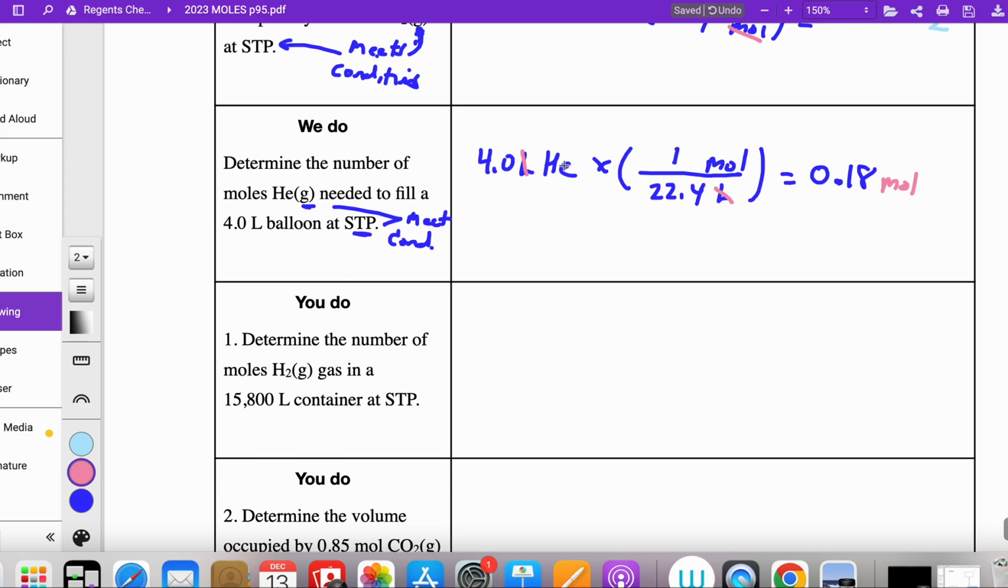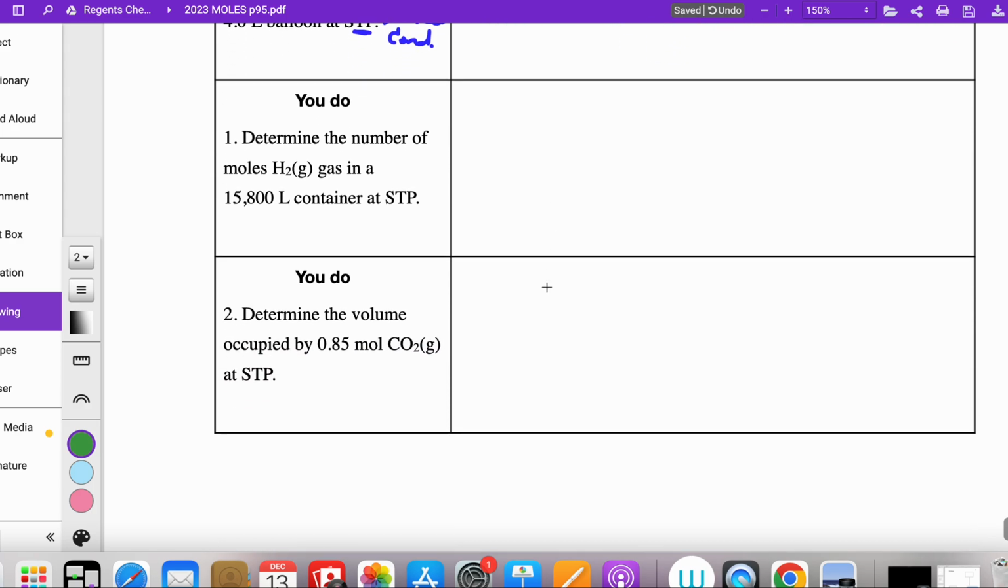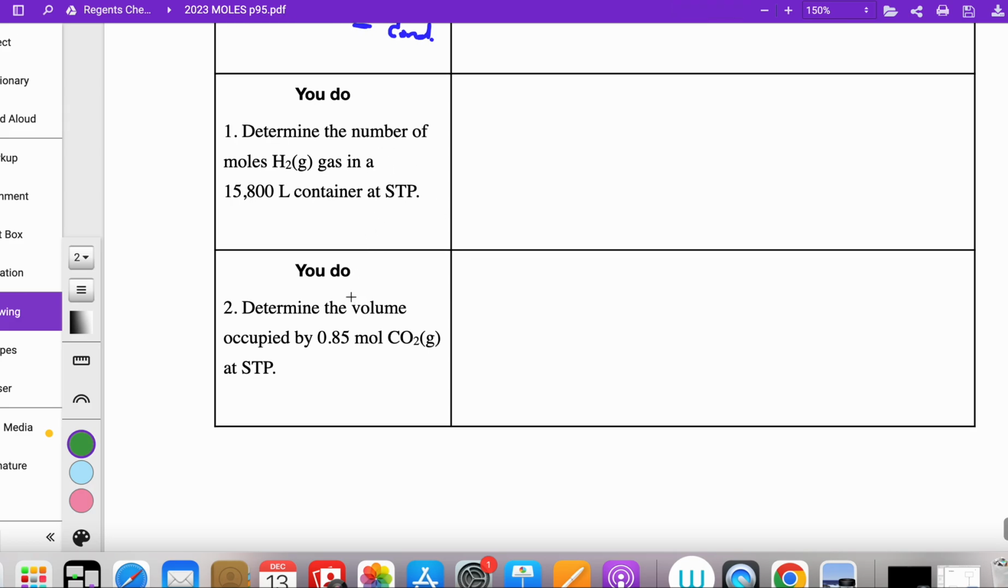Well, it's moles of what? What is the identity? And so when we look at the problem, the only identity we have here is He, helium. So it's 0.18 moles of helium. Value, unit, identity makes a complete answer. You try the you-dos at the bottom of this page. Check your answers with the teacher.